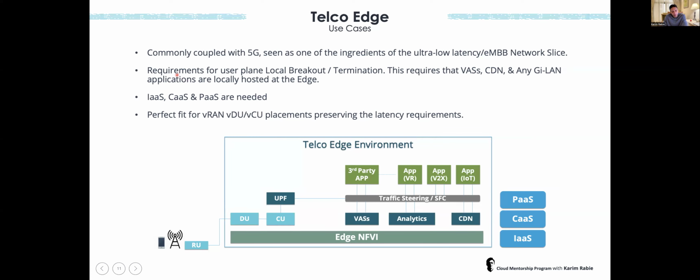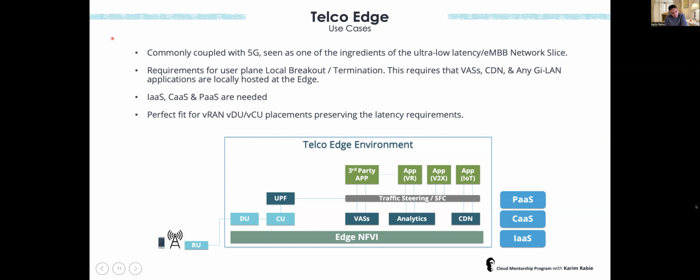If you reach the second line, there's a requirement for user plane local breakout. What is the term user plane local breakout? That the user plane in the mobile core should be terminated at the edge sites, because you don't want the user plane path to be extended to the core sites, to the internet, because that will prolong the latency, and you need to provide this kind of ultra low latency.